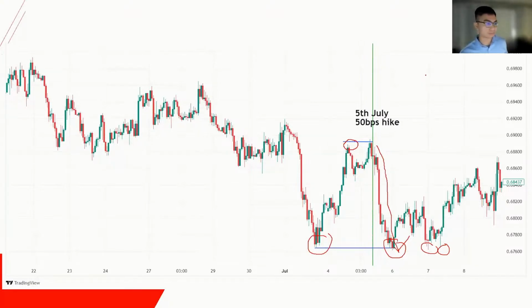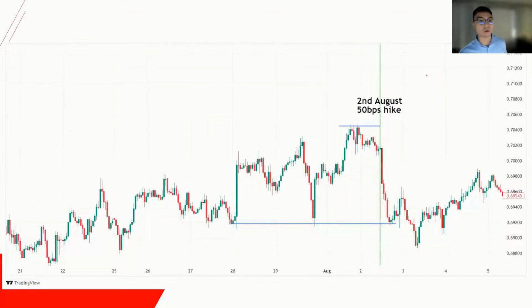Okay, next. The 2nd August 50 BPS hike. You notice that price also went up first right there. On a smaller time frame, after the news release, it immediately went down towards the previous support level. So every time, we can expect price to likely head up first before the news release, before potentially continuing down towards the next key support level.